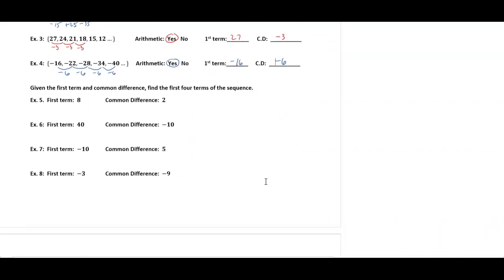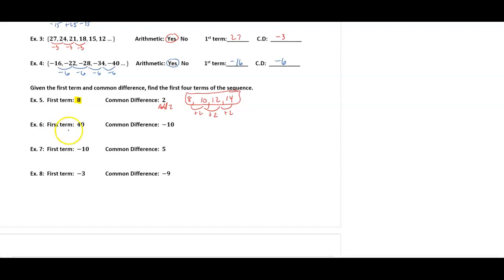So now, it says here, if you're given the first term and the common difference, find the first 4 terms of the sequence. Well, if my first term is 8, I'm going to start with 8, and to find the first 4, which in this case I have to find 3 more, my common difference is 2. It tells me I'm going to add 2 each time. So 8 plus 2 would give me 10, plus 2 would give me 12, and then if I add another 2, that would give me 14. So the first 4 terms would be 8, 10, 12, and 14.